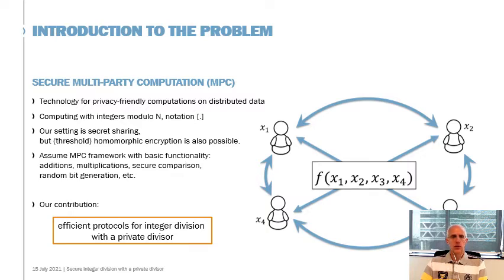The MPC usually computes with integers modulo some number, which is sometimes prime, and we use a notation of brackets to denote secret shared integers, although a setting with homomorphic encryption could also be possible. We assume a basic MPC framework with functionality like additions, multiplication, secure comparison, random bit generation, and from that we build efficient protocols for integer division with a private divisor.